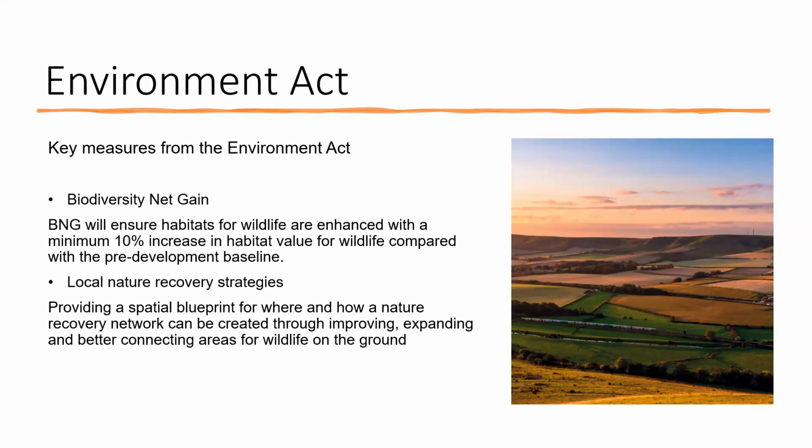So this will include agreeing the best places to help nature recover, such as plant trees, create woodlands, restore our grasslands, mitigate flood risk, create green spaces for local people to enjoy. And once prepared, that local nature recovery strategy will be used to help guide efforts and resources locally to improve, expand and better connect our habitats. Next slide, please.